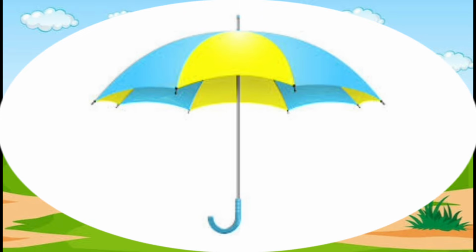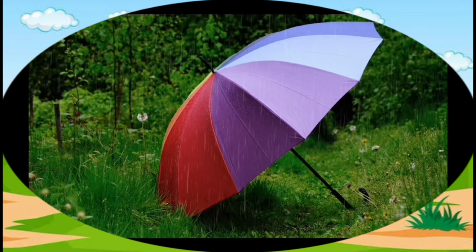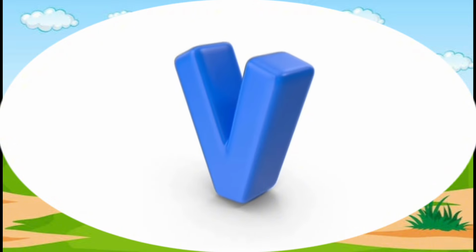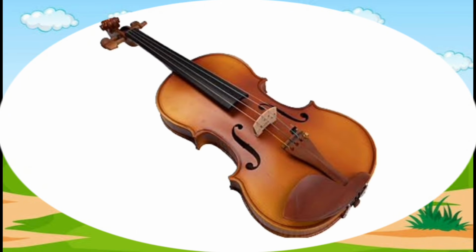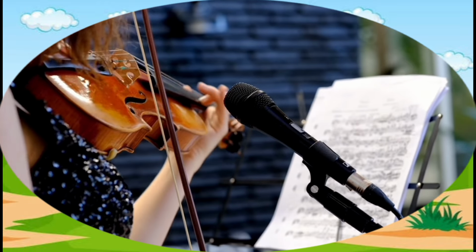U is for umbrella. U. Umbrella. U. Umbrella. U is for umbrella. V is for violin. Violin. Violin. V is for violin.